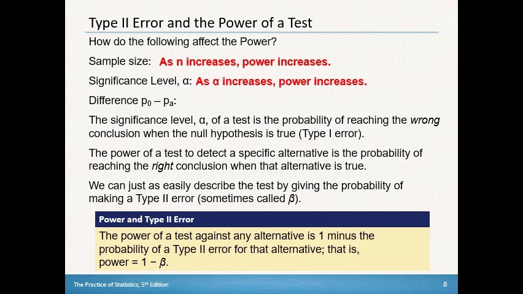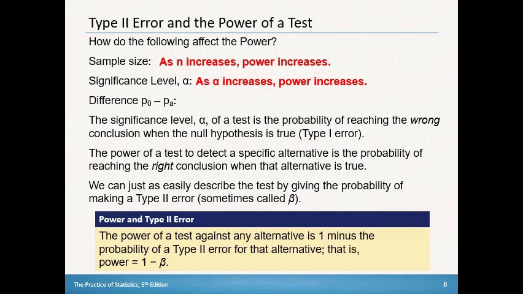Again, as I increase alpha, the significance level of the test, the power also increases. We saw both these things on the Desmos file as we moved things around. And then the last one is the difference, or sometimes known as the effect. So it's the difference between the hypothesized value and the actual value.